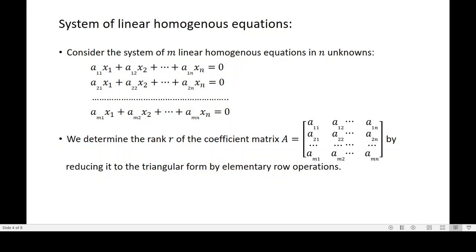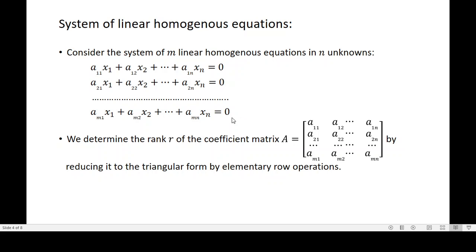If r is less than n, that is the rank of the coefficient matrix is less than the number of variables, the equations have n minus r independent solutions. What is the meaning of this? The number of linearly independent solutions of this system is n minus r. It implies if arbitrary values are assigned to these n minus r of the variables, the values of the remaining variables can be uniquely determined. I hope it is clear.